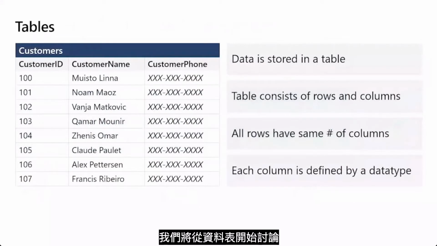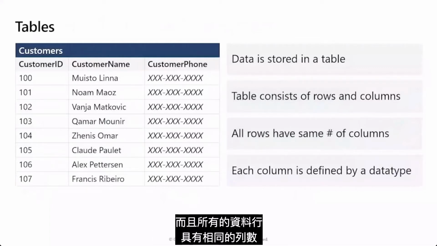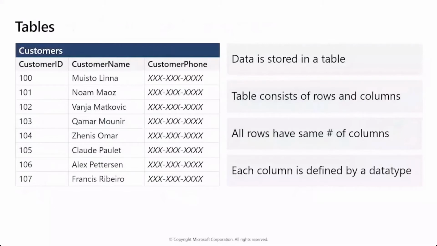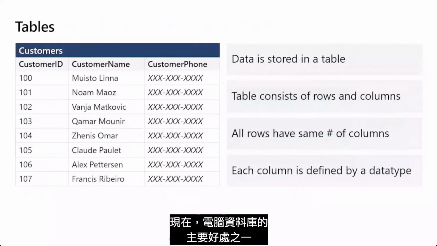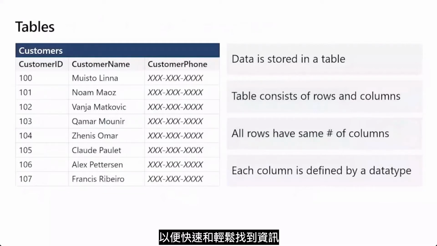We'll start with tables. A table is where data is stored in relational databases. They consist of rows and columns, and all the rows have the same number of columns. Each of the columns is defined by a data type. Now, one of the main benefits of a computer database is that it makes it easy to store information so that it's quick and easy to find.